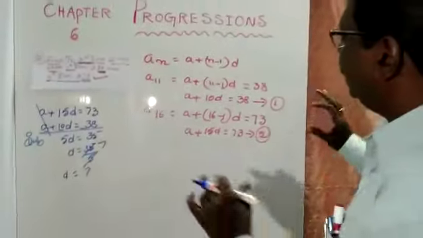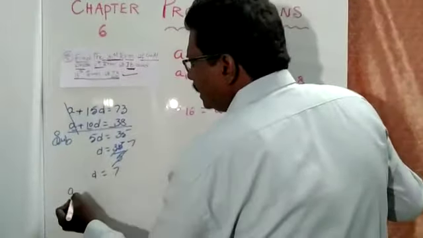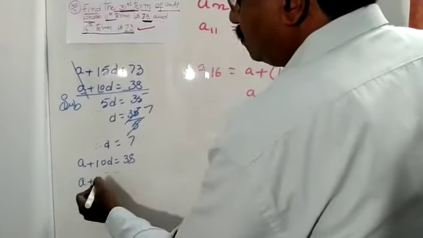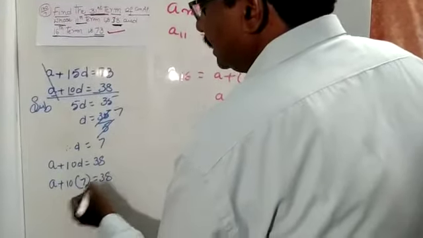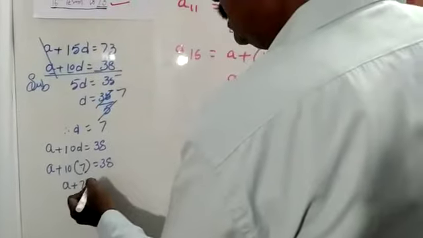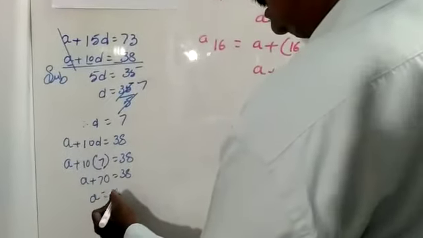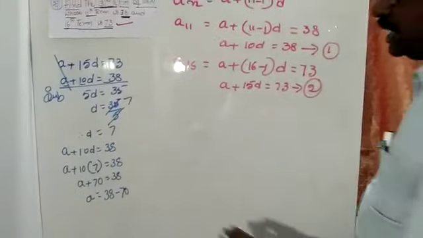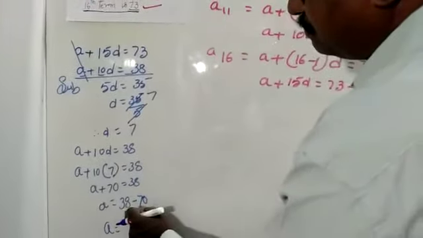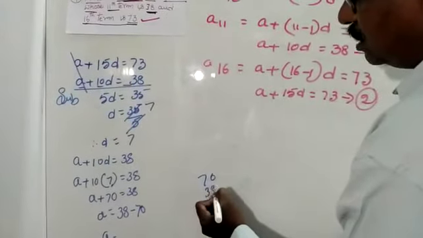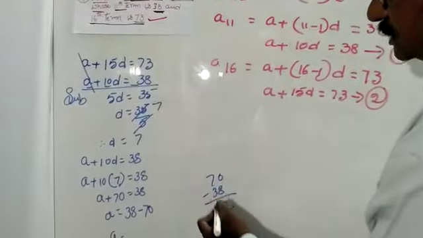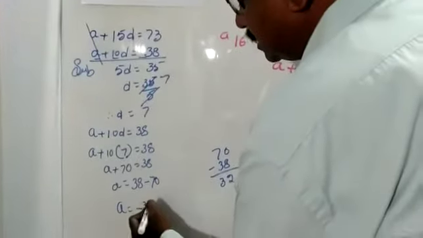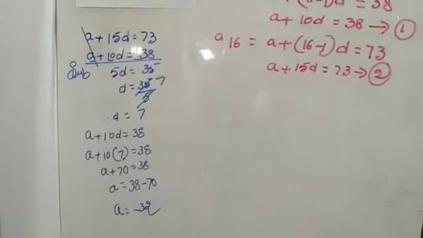Then you have to substitute the d value. You can take any equation. So a plus 10d is equal to 38. a plus 10 times 7 is equal to 38. a plus 70 is equal to 38. a is equal to 38 minus 70, so a is equal to minus 32. Don't misunderstand: 70 minus 38 gives 32, that is equal to minus 32. So we got a is equal to minus 32 and d is equal to 7.